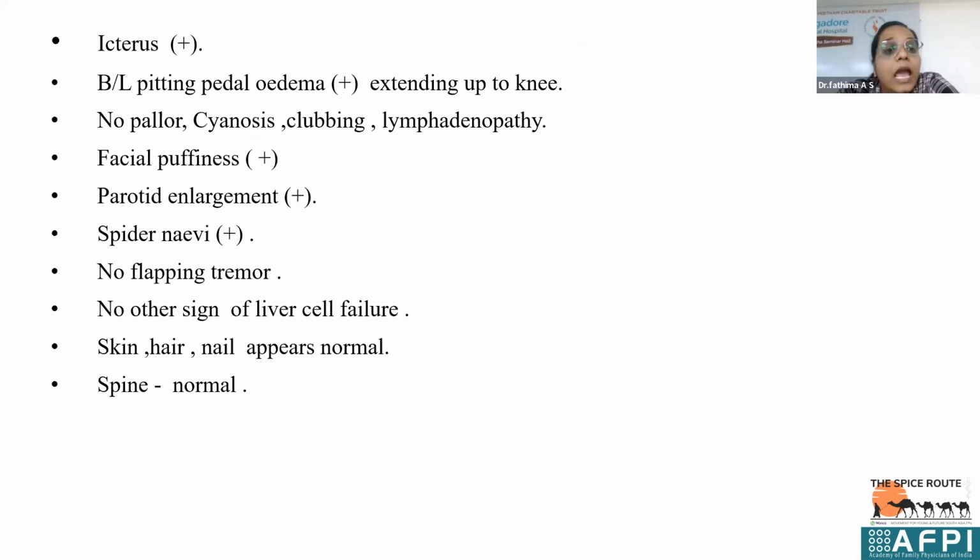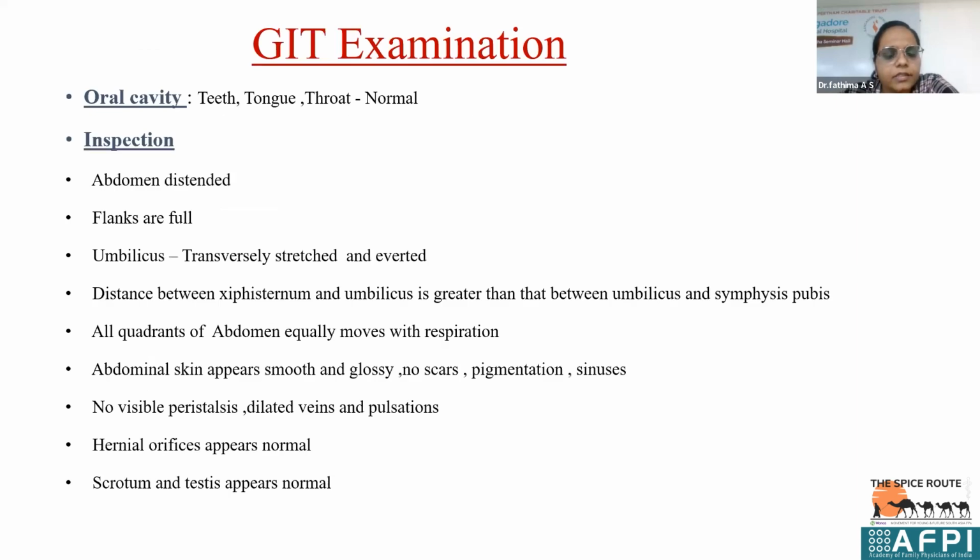Facial puffiness is there, and parotid enlargement present, spider nevi present, no flapping tremor, no other signs of liver cell failure. Skin, hair, nail appear normal, and spine normal. So from the history, most probably liver pathology. So I would like to go with GIT examination first.